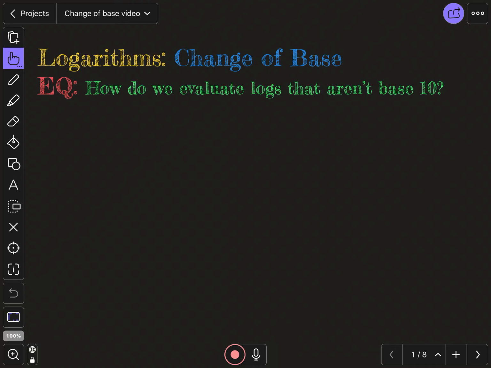Hey there, everybody. I'll be talking to you guys about logarithms and what's called change of base today. It's basically how we evaluate logs that aren't base 10. So how do we use a calculator to evaluate a log that isn't base 10 or base e? Since that's what the two buttons we have in our calculator are, base 10 and base e.